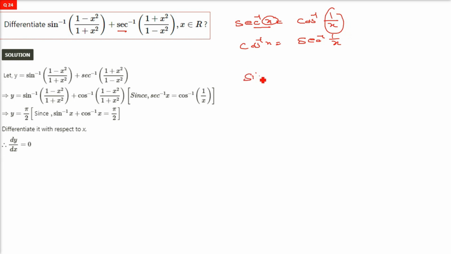So you have sin inverse of (1 minus x square) by (1 plus x square), that is always there. Call it sin inverse theta, plus, when you take sec inverse and convert it into cos inverse, the numerator and denominator, 1 plus x square and 1 minus x square, will change position. Then it will be (1 minus x square) by (1 plus x square). And sin inverse theta plus cos inverse theta is always pi by 2. That we already know. So what do we get? y is simply pi by 2. So the differentiation is dy by dx of pi by 2. Pi by 2 is a constant. It is going to be 0.